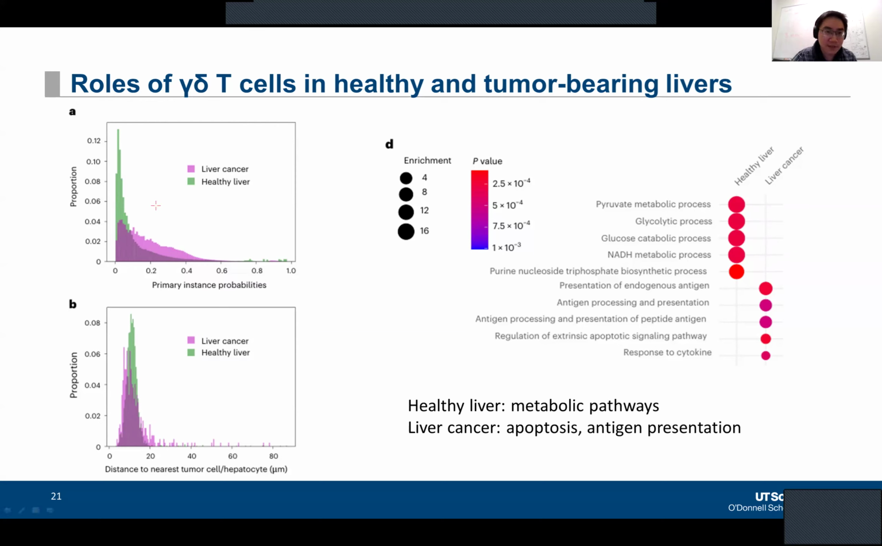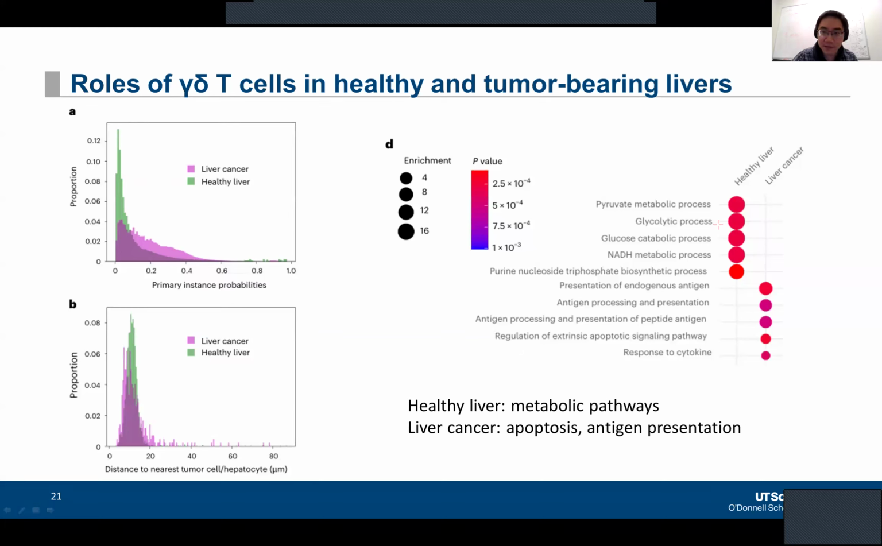However, in the tumor, gamma delta T cells are relatively enriched. So we wanted to see what roles they are playing in the tumor, in the liver. When we did our predictions, we found that compared with healthy liver, in liver cancer, gamma delta T cells appear to have a lot more interactions with the hepatocytes, and they tend to be spatially closer to the liver cancer cells versus the healthy liver cells.